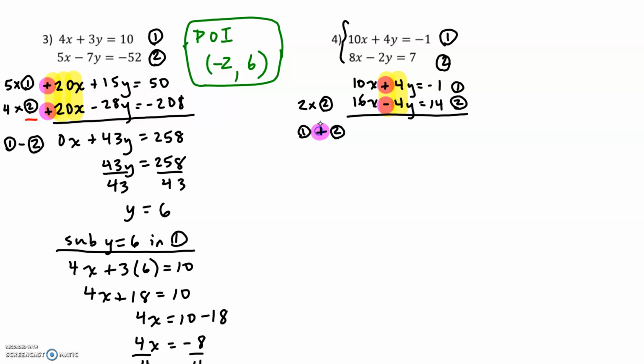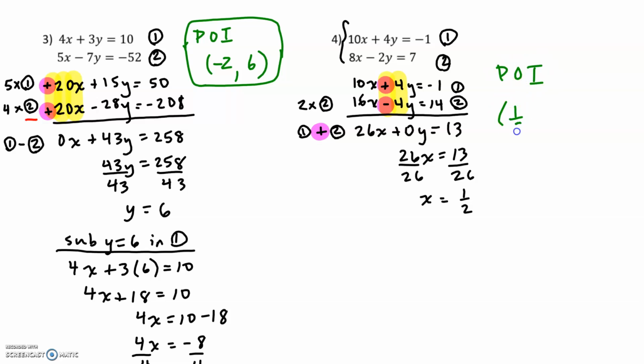So let's go ahead and do that. 10 plus 16 is 26x. 4 plus a -4 is going to be our 0y. And then -1 plus 14 is 13. Okay, the 0y is gone. So we're going to go ahead and divide both sides by 26. So x equals 1/2. And that is our x value of our POI.